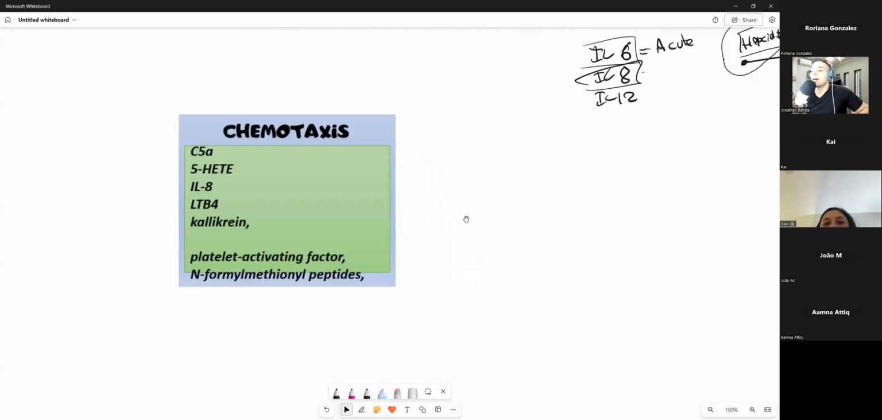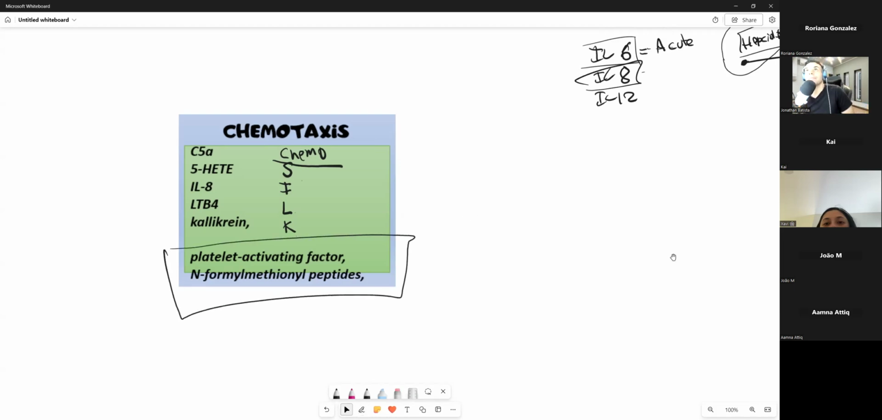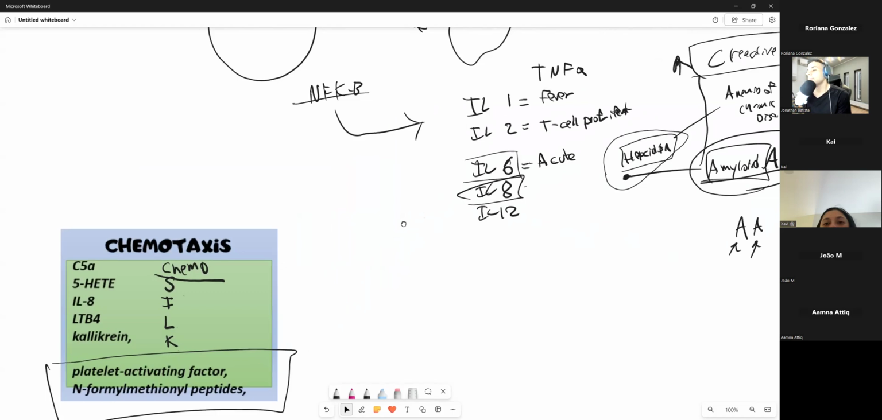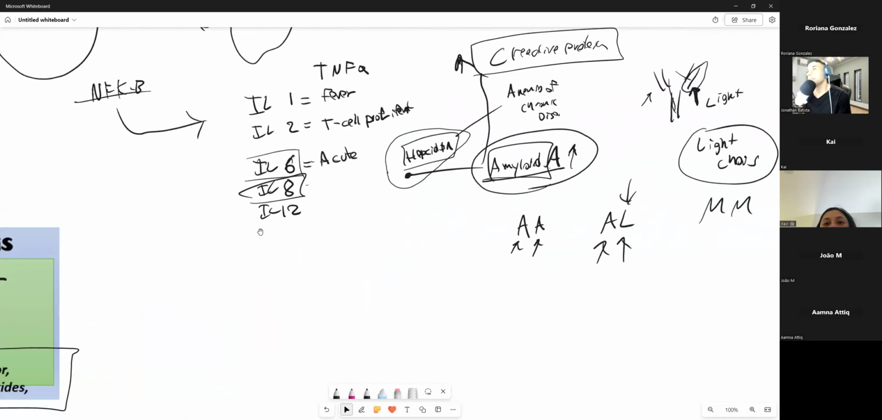So my mnemonic was chemo silk. Chemo was for C5a, and then 5-HPET, IL-8, leukotriene B4, kallikrein. But then again, they added these two, so be careful. Yeah, got to keep updated all the time. Okay, let's continue.